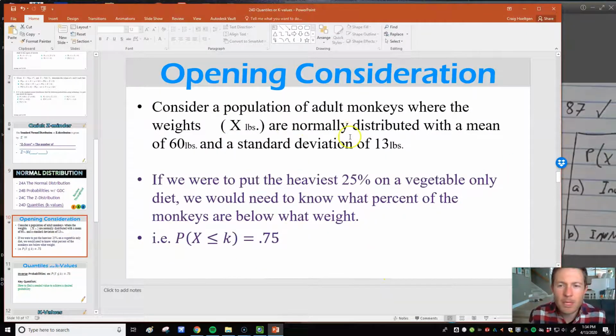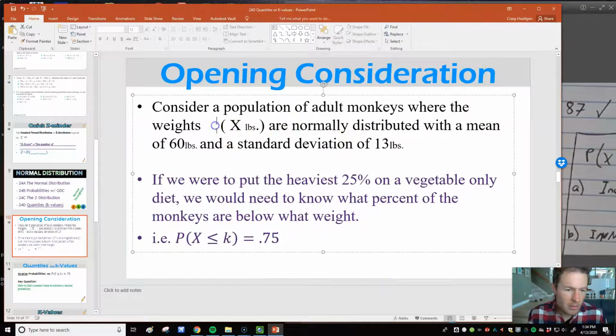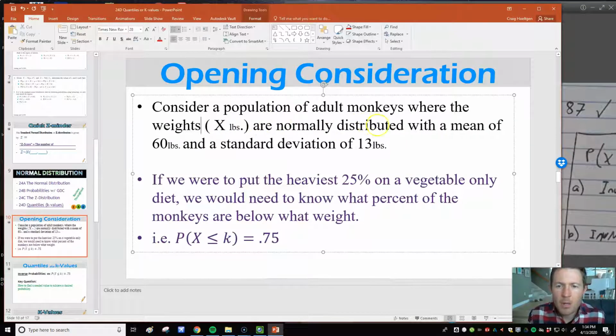So let's consider a population of adult monkeys where the weights are normally distributed with a mean of 60 pounds and a standard deviation of 13 pounds. Let's say we want to put the heaviest 25% on a vegetable-only diet for some reason. So we're trying to figure out what is the weight that the 25% heaviest are.